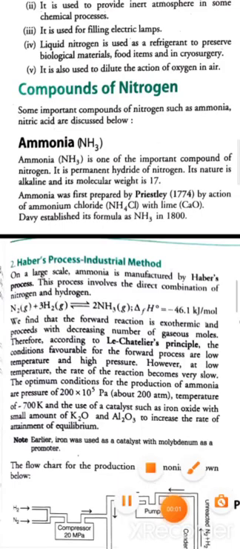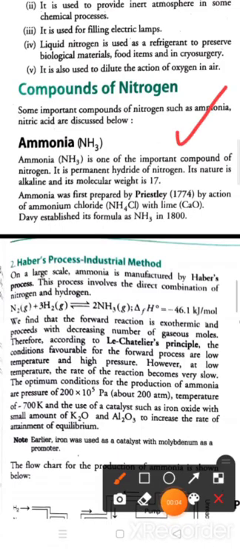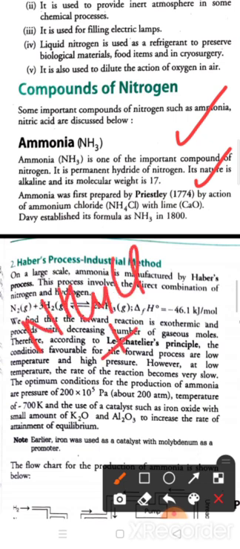We are talking about ammonia. It is a compound of nitrogen, and it was first prepared by Priestley in 1774. It was prepared by the reaction of NH4Cl, that is ammonium chloride, with lime, that means calcium oxide.